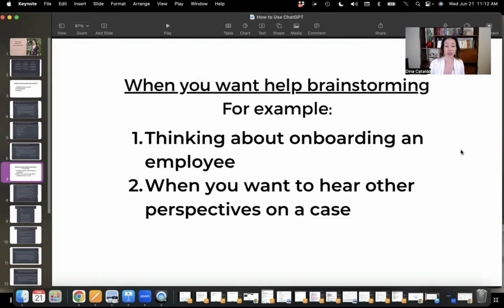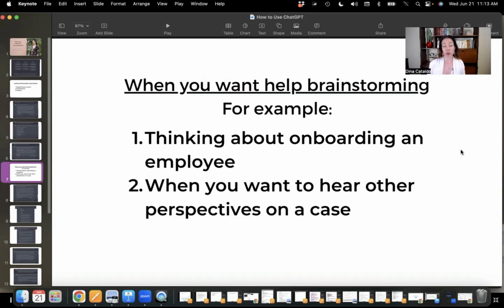The next area I want to talk to you about ChatGPT in your law practice is using ChatGPT when you want help brainstorming. So, for example, when you're thinking about doing things in your practice, like onboarding an employee, or when you want to hear other perspectives on a case. And what I was thinking about in particular here is the implications that it's going to have for solo practitioners who don't have anybody that they are connected with that they can talk to about issues, just to give them some ideas. I'm not saying don't start looking for a more experienced attorney so that you can begin brainstorming with them, but it is a place to start.